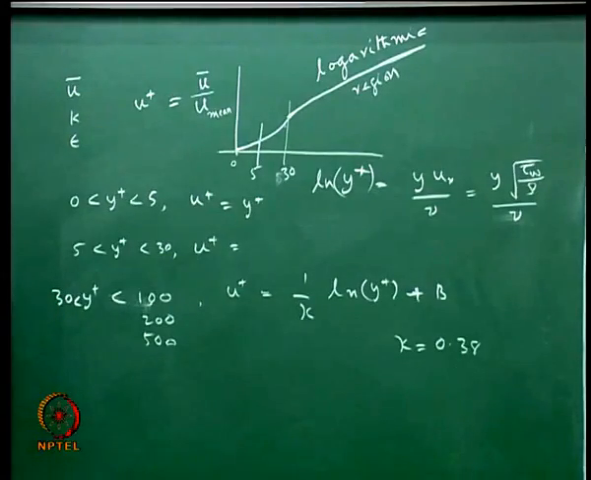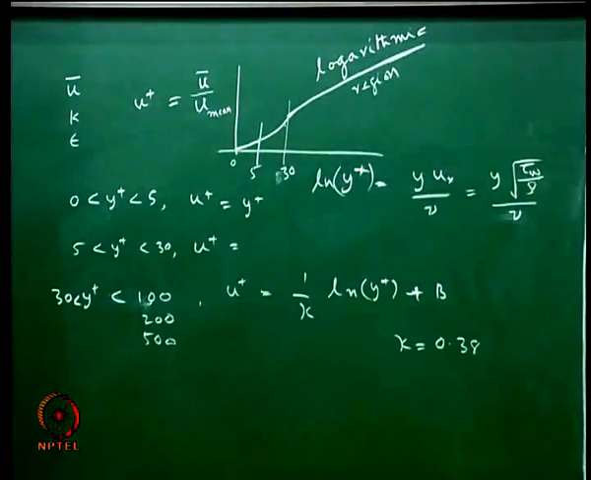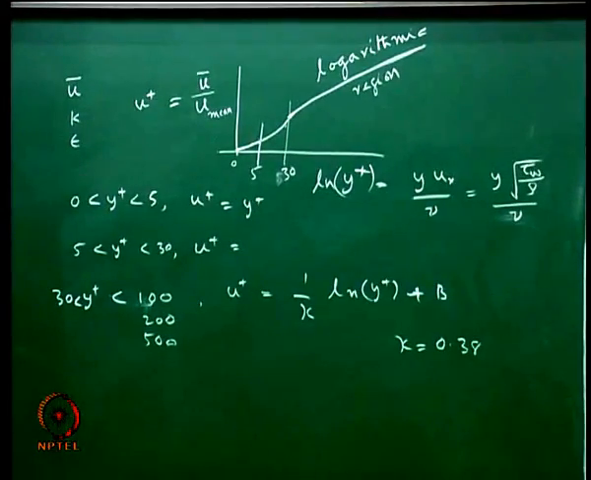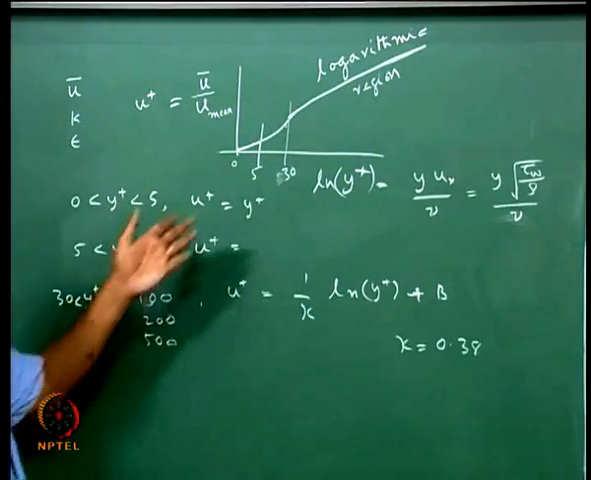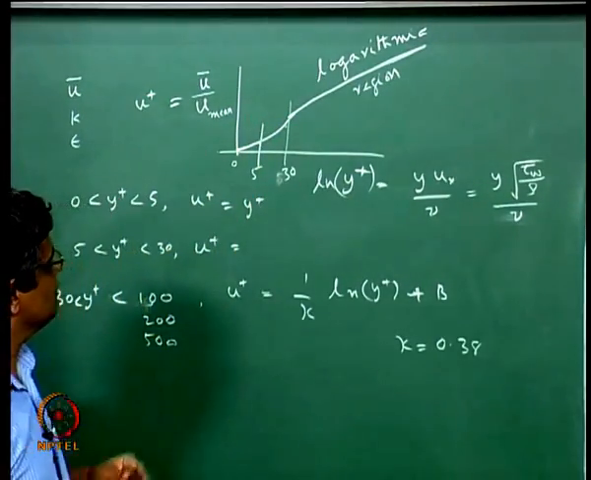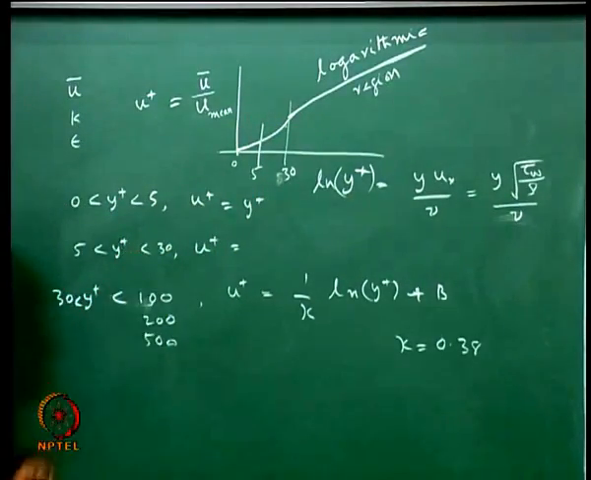It's universal because it's valid for flows with pressure gradient, with adverse pressure gradient and with favorable pressure gradient, for boundary layer flows, for flows inside pipes, and for all these cases this sort of thing is valid up to a certain distance.